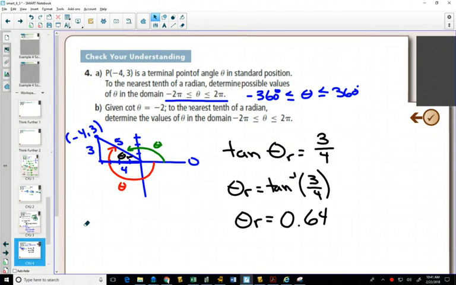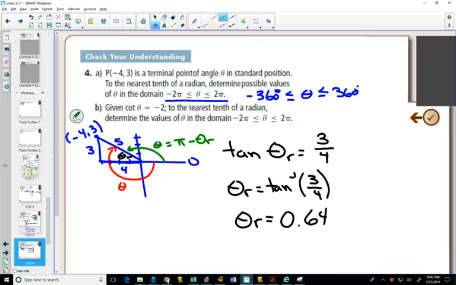Now, if I was finding the green angle in degrees, does it make sense that you would do 180 degrees minus your reference angle? Now we're thinking in radians. Instead of doing 180 degrees minus my reference angle, I'm going to do pi minus my reference angle.